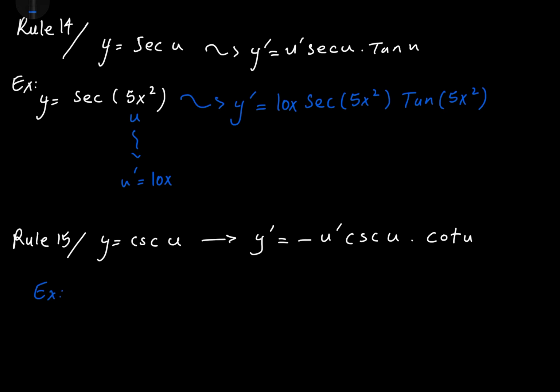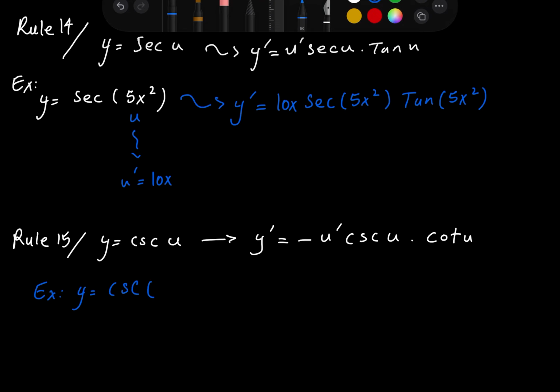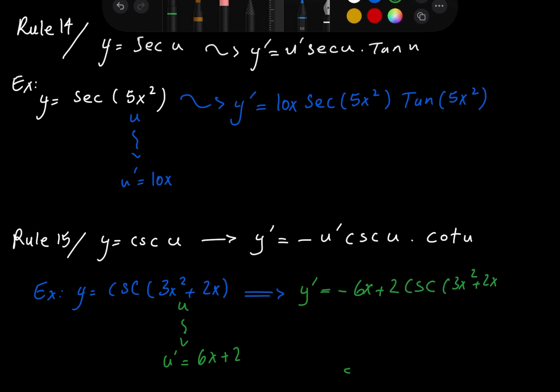So for example, if you have y equals the cosecant of 3x squared plus 2x, you can simply find the derivative of this function by considering this to be u. U prime here is going to be 6x plus 2. So since it's negative u prime, y prime of this function, or the derivative of this function, is going to be negative (6x plus 2) times the cosecant of 3x squared plus 2x times the cotangent of 3x squared plus 2x. And that's it. That would be the derivative of a cosecant function.